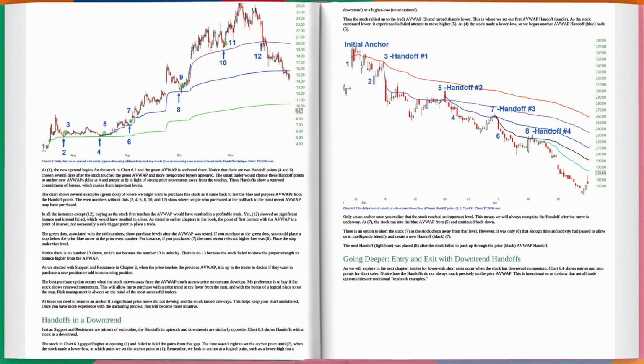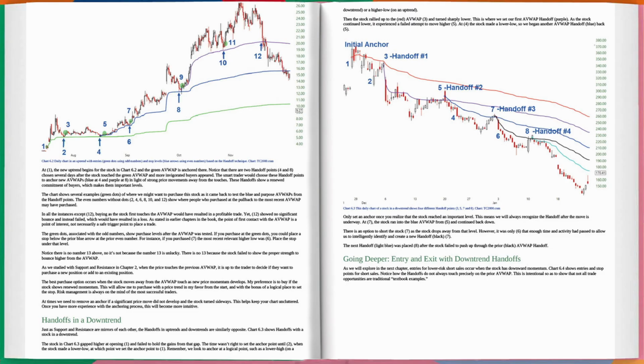The next handoff, light blue, was placed at 8 after the stock failed to push up through the prior black AVWAP handoff. Going deeper: entry and exit with downtrend handoffs. As we will explore in the next chapter, entries for lower risk short sales occur when the stock has downward momentum. Chart 6.4 shows entries and stop points for short sales.